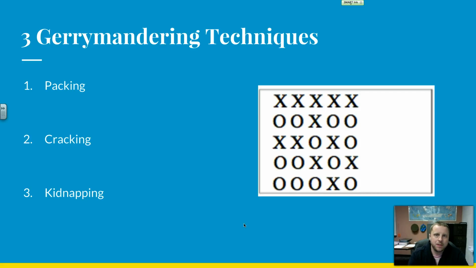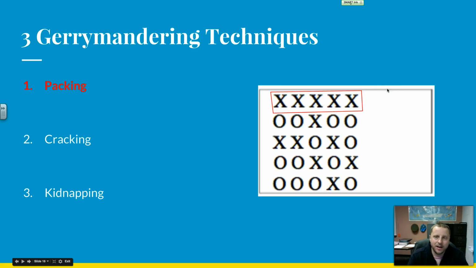All right, there's 3 gerrymandering techniques we need to know. There's packing, cracking, and kidnapping. All right, let's take packing first. Packing is a technique where you take all of the other side. So if you're the O's, you'd want to do this to the X's. You'd put all the X's into one district.